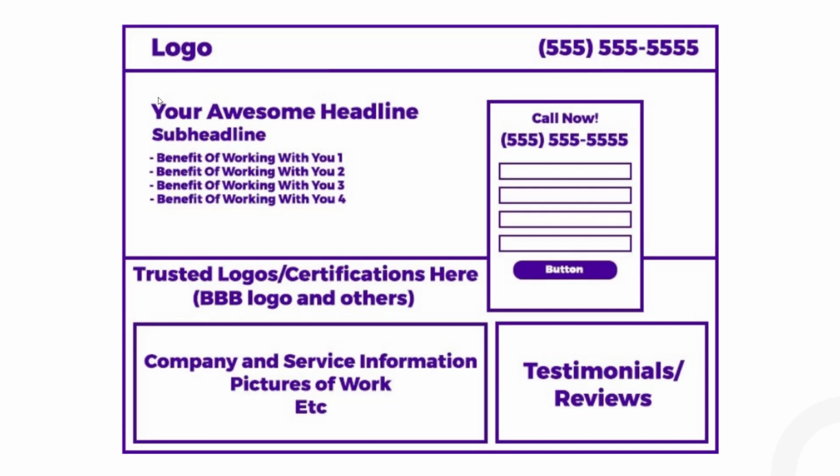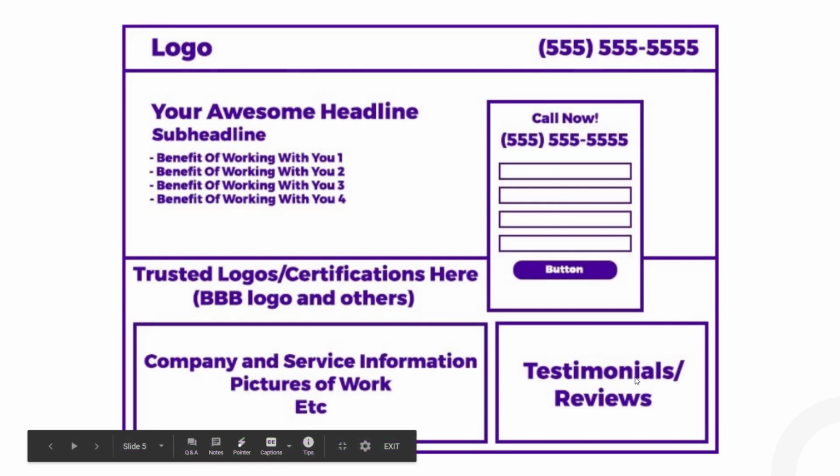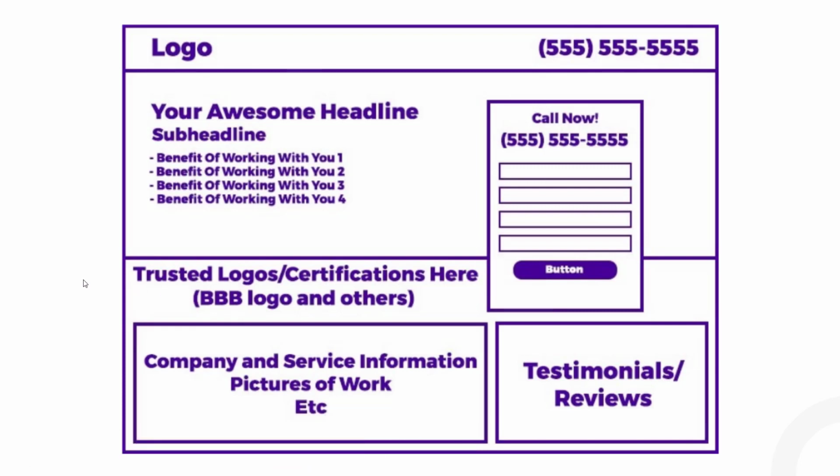You're going to have your headline, which is usually going to align with whatever the person was searching for, and then usually a subheadline. I usually like to put some benefits up here, and then another call to action, and also I usually try to put things like testimonials, reviews, those trusted logos and certifications, all that kind of stuff up towards the top of the page.